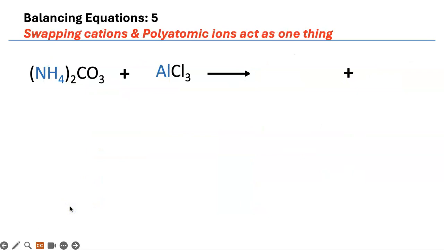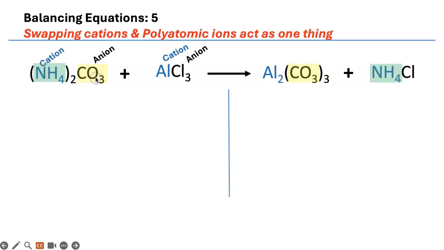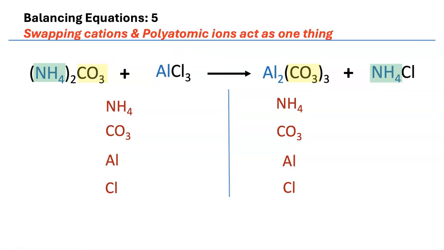And the next question, balancing, swapping cations and polyatomic ions acting as one thing. Can you predict the products here? So you don't have to worry about the metal reactivity series because ammonium is not a metal. You're going to make ammonium chloride and aluminum carbonate. You're going to swap partners. Here's your polyatomic ions, and here the other products. And then you're going to write the products and the reactants on both sides and balance them.